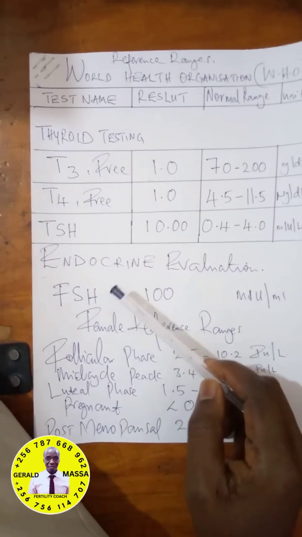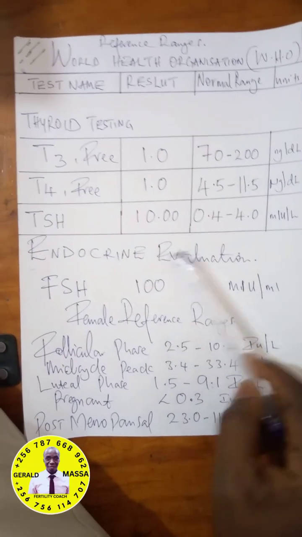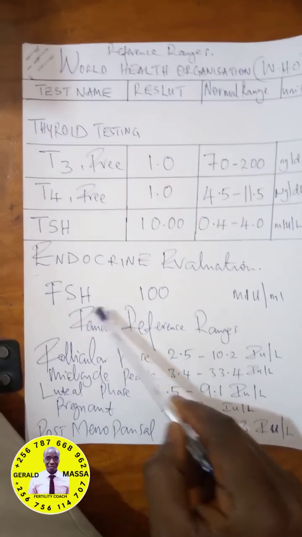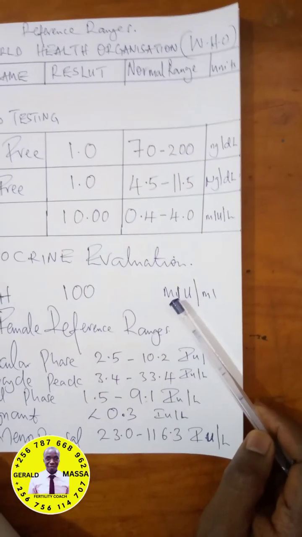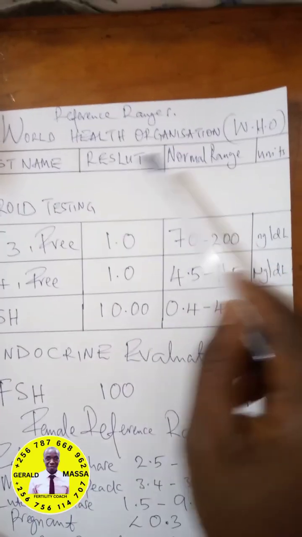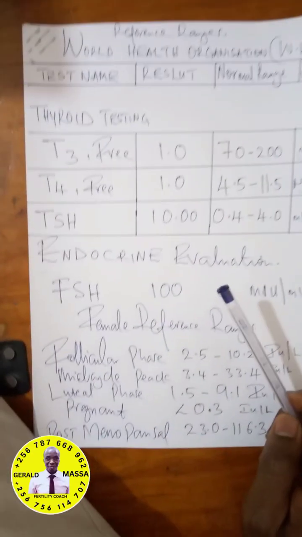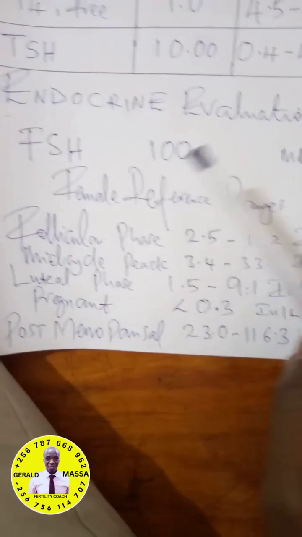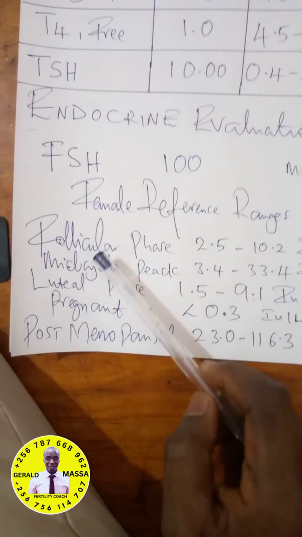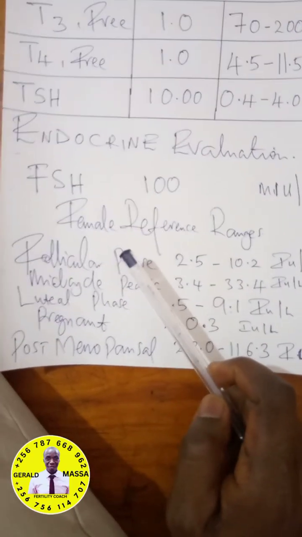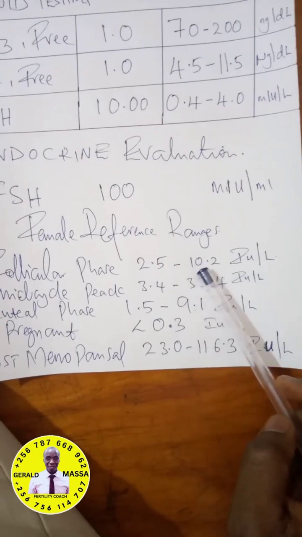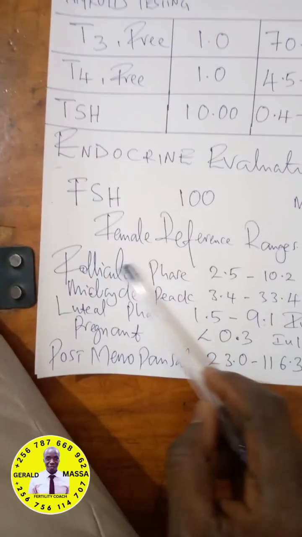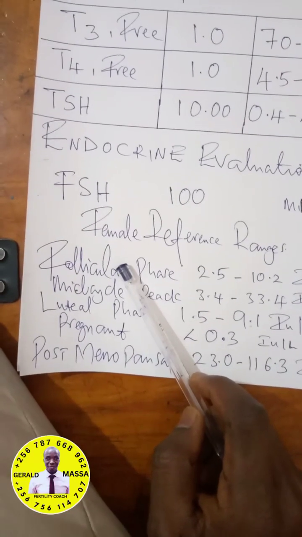The next is FSH. Okay, this is under endocrine evaluation. In this report, her FSH was 100 international units per milliliter. This is according to WHO, once again, World Health Organization. But according to the reference ranges of WHO, if you are interpreting this report and you are in your follicular phase, the normal is supposed to be 2.5 to 10.2. Follicular phase simply means that the lady has just finished her periods, okay?